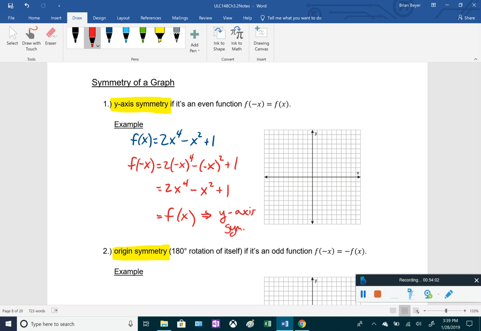So if we were to graph it, it would look something like this. Not even sure if this is 100% accurate here, but you could see that it's a mirror image of itself over the y-axis. So the function evaluated for a positive x is going to give us the same value if we evaluated it for the negative x.